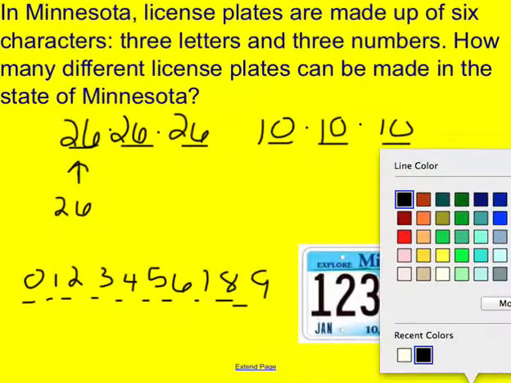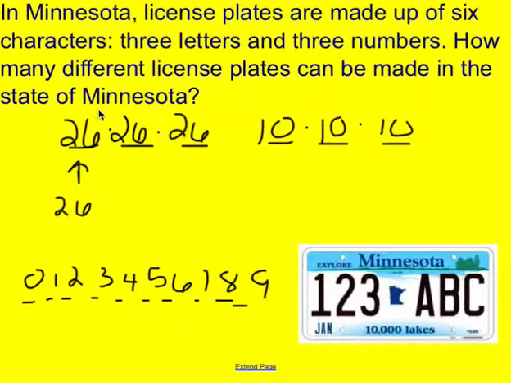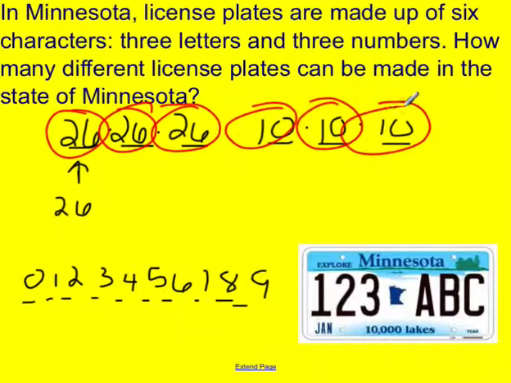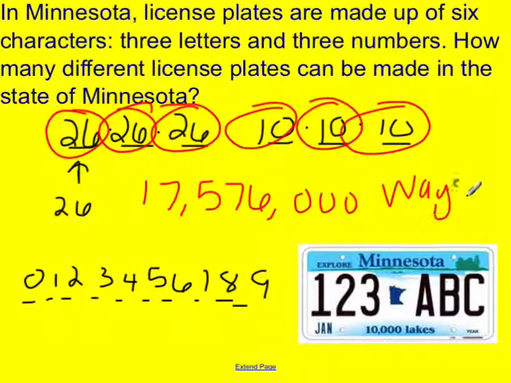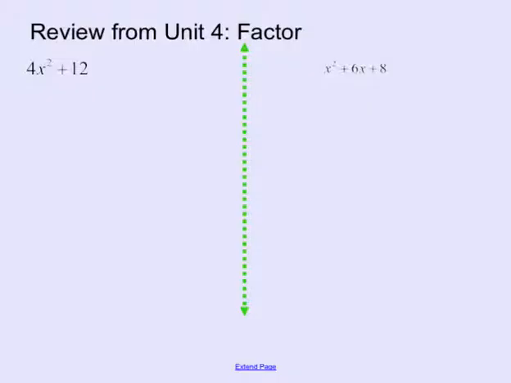So then in my calculator, I'm going to multiply 26 times 26 times 26 times 10 times 10 times 10. And when you multiply all of that out, you end up getting 17,576,000 different license plates that you can make. So that's why there's so many. I mean, we need that many, right? If you think about how many cars are in Minnesota, we need to have at least that many license plates. Okay? All right.